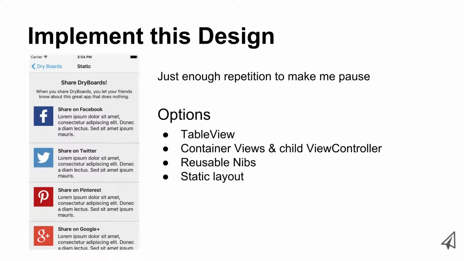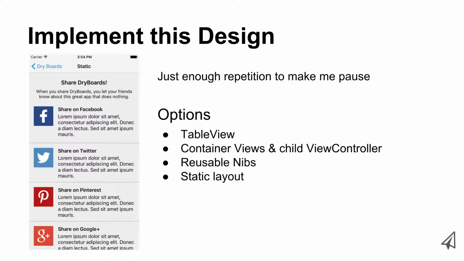And when I saw this design, it's obviously very simple, but it had just enough repetition to make me pause and think about what the right way to implement this would be in Interface Builder with a storyboard. So, four options that I can think of at least. One would be to use a table view. Another would be to use container views with a single child view controller. Another option would be to use reusable nibs or zibs or whatever you want to call them. And the fourth option would be to just straight up do static layout, to just lay the view out the way that it appears and configure everything right in Interface Builder.